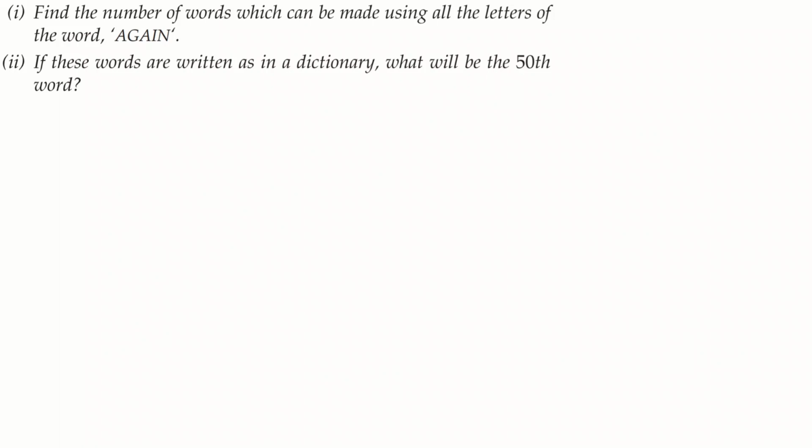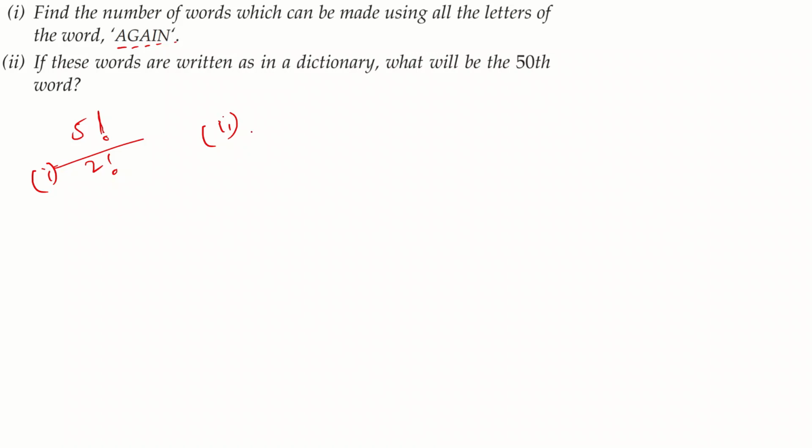Okay, find the number of words which can be made using all the letters of the word AGAIN. So how many words you can form from the letters of the word AGAIN? AGAIN has 1, 2, 3, 4, 5 letters, and out of these there are 2 A's. So the total number of permutations that you can make is 5 factorial by 2 factorial. So that's the answer to question number 1. For question number 2, if these words are arranged or written in a dictionary, what will be the 50th word?